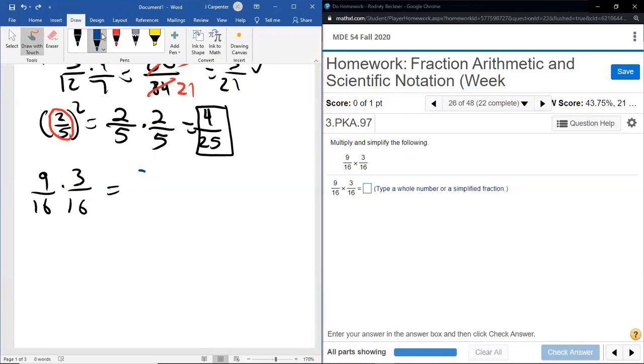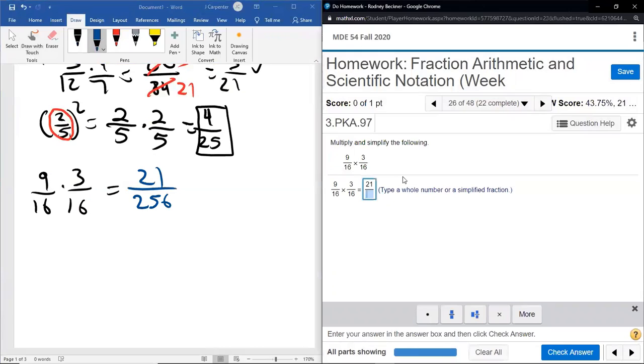So 9 times 3 is 21. 16 times 16, 10 of them would be 160. Another 6 would be 96, so that's 256. I'm not going to pull out the calculator just for 16 times 16. So that's 21 divided by 256. Now notice I don't even think about reducing this. If you can't reduce here, then you can't reduce here. That's one of the really awesome facts about multiplying and reducing. If you can't reduce it first, then you can't reduce after you've multiplied.